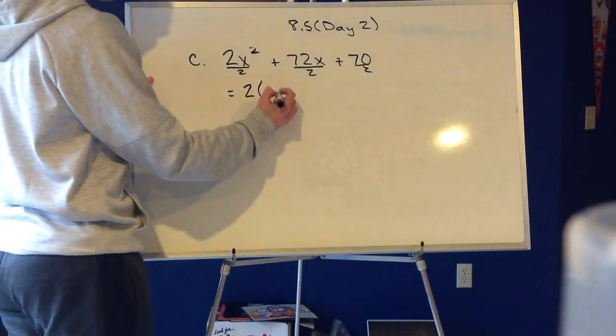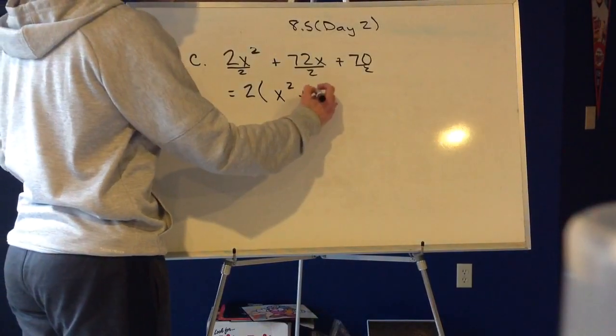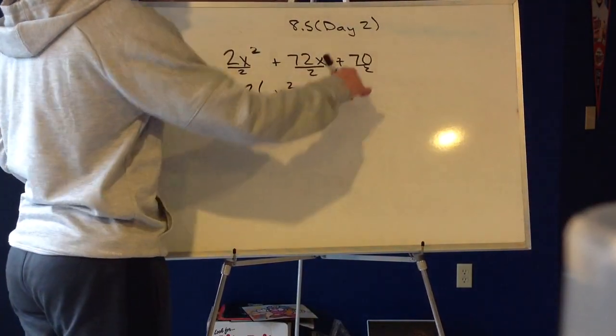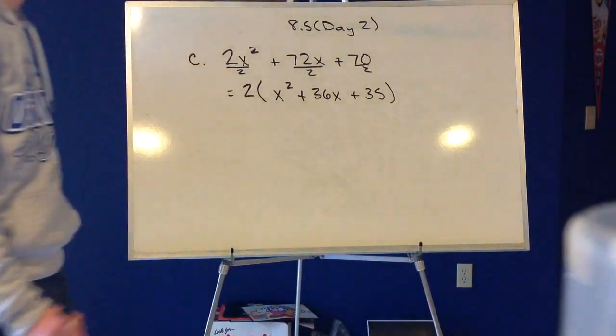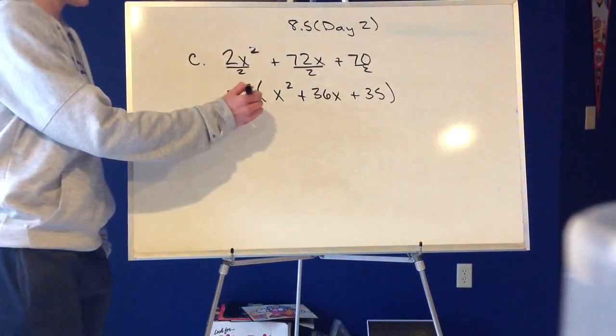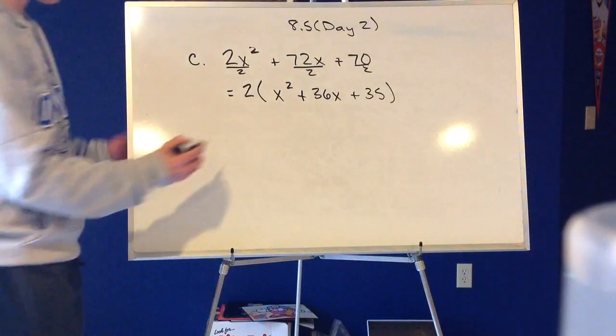If I divide 2 out of here, I'm just left with x squared. Divide 2 out of here, I'm left with 36x. Divide 2 out of here, I'm left with 35. Now, this 2 can't disappear. It needs to stay part of your answer. So we don't want to get rid of it.